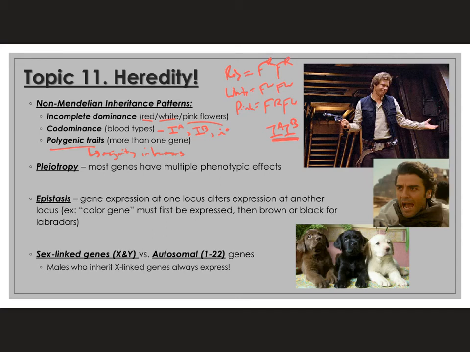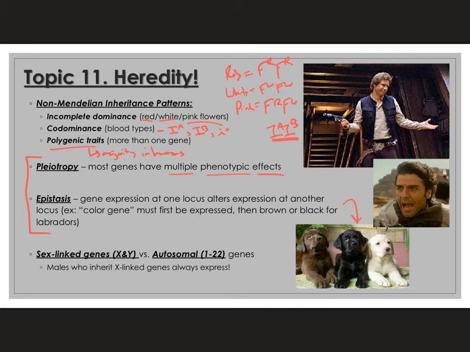A couple other new vocab terms that we were introduced to during the AP course were pleiotropy and epistasis. Pleiotropy, first, is the idea that most genes have multiple phenotypic effects. We know today that in genetics, most genes are more complex than just this gene gives you this trait. In a lot of cases, a particular gene leads to multiple different phenotypic effects in your body or in your cells.